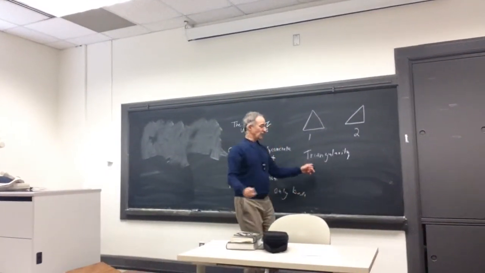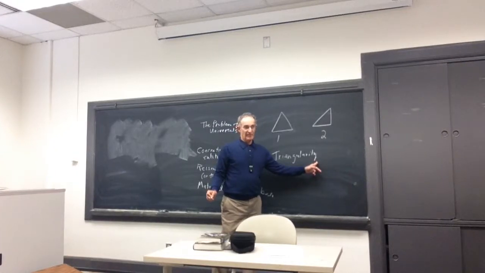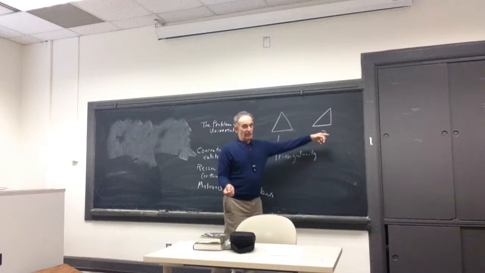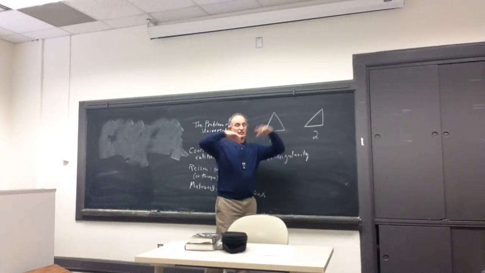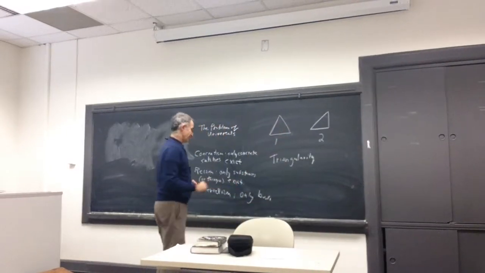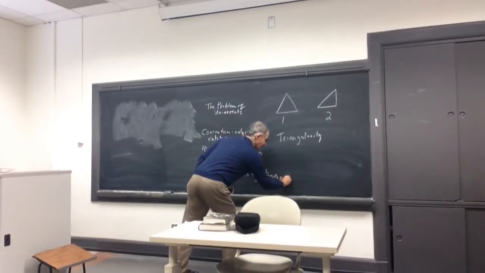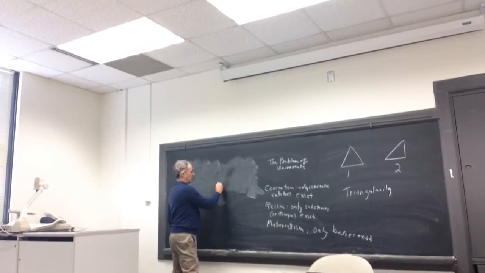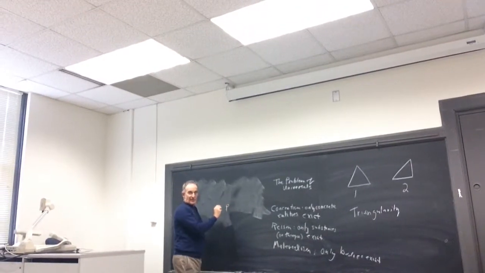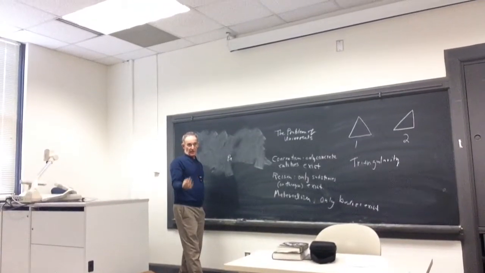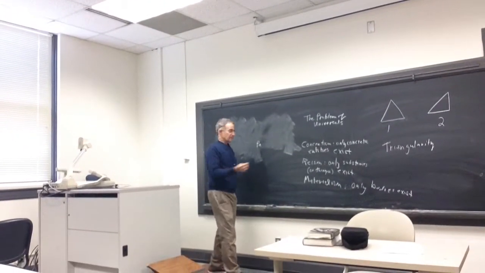So if there are only bodies, then there wouldn't be triangularity, right? Because triangularity is not a body. The bodies are triangle 1 and triangle 2. But the triangularity is just somehow this immaterial, ethereal, shareable universal. Then you could have a view called particularism, which says that only particulars exist.